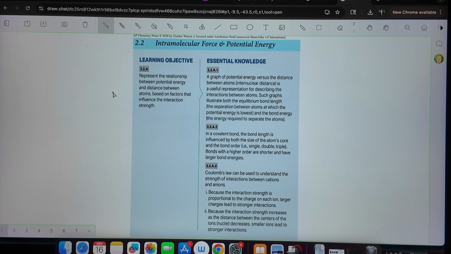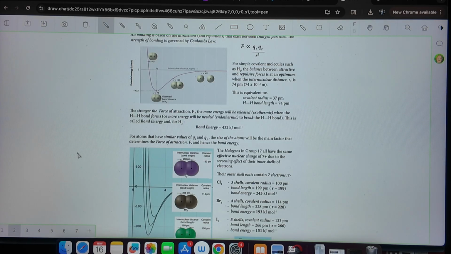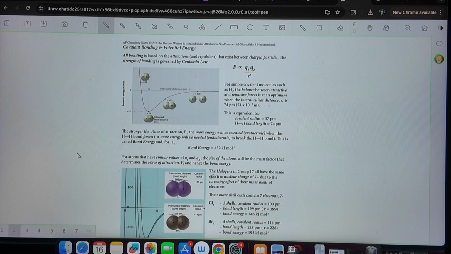kind of goes back to the lab that we did where we checked out some boiling points, some melting points, solubility, and being able to conduct electricity. And so the big idea here, I bet the first thing that they mention, and I'm right, is Coulomb's law.